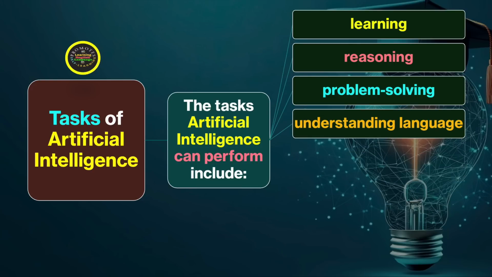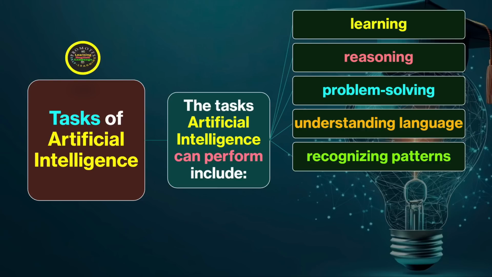Then we have understanding language. Artificial intelligence can use language in the way humans do. It can help you understand, it can help you speak, and it can come up with so many different and innovative ideas as far as expression of language is concerned.